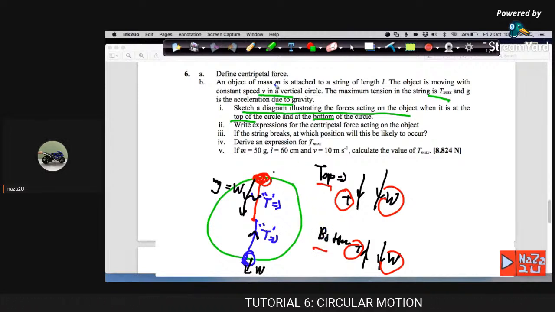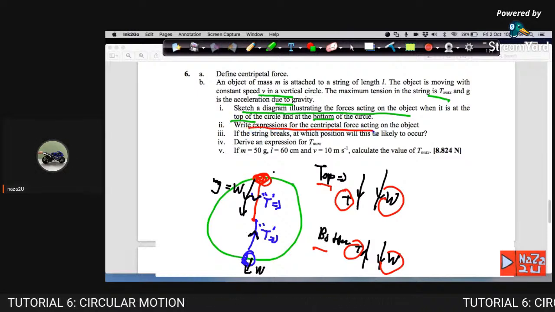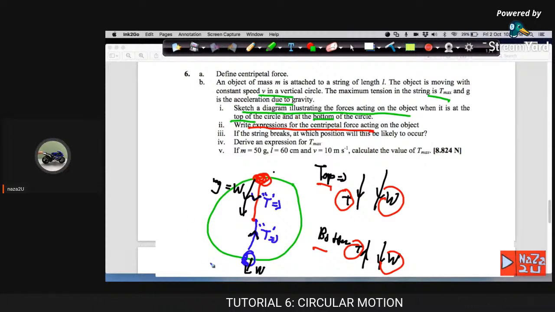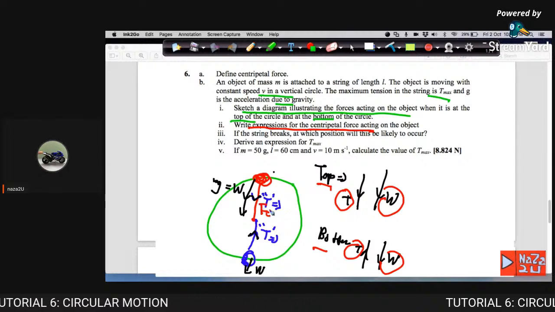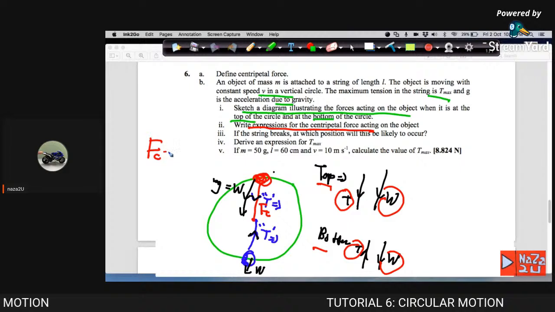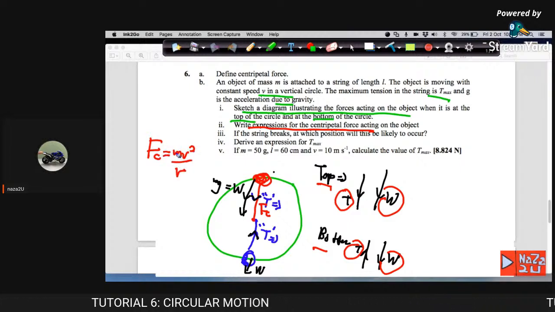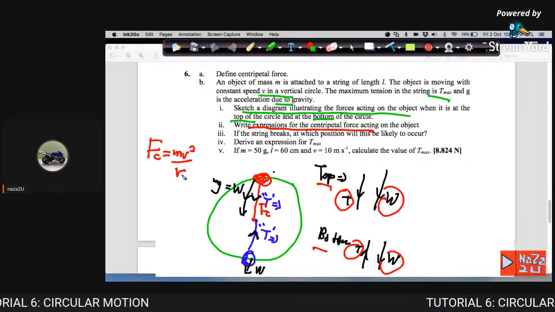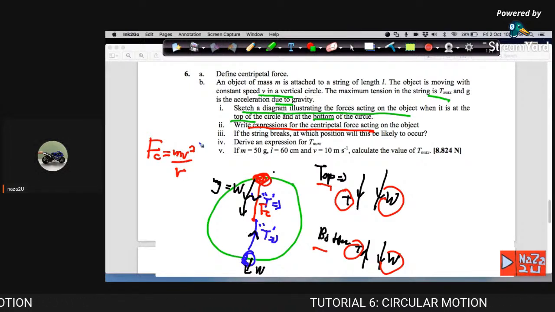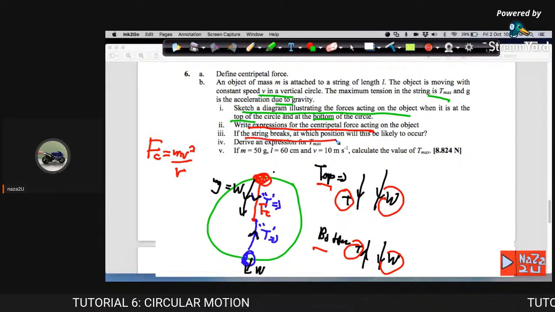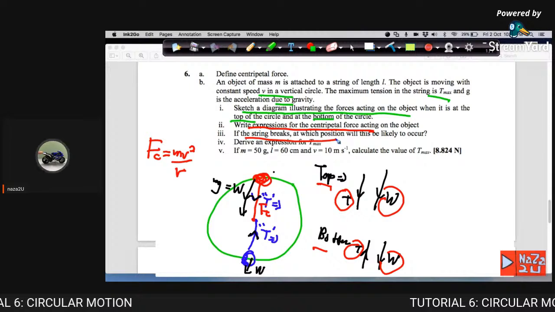Okay, number 2. Write an expression for the centripetal force on the object. Yeah, because this is a circular motion. So meaning here we have Fc, centripetal force. As you know, the centripetal force equation is mv squared divided by r. Mass, velocity, and the radius r. Okay. If the string breaks at the position like this.